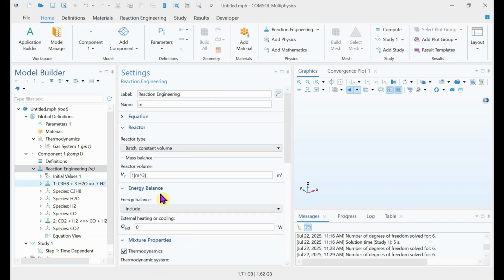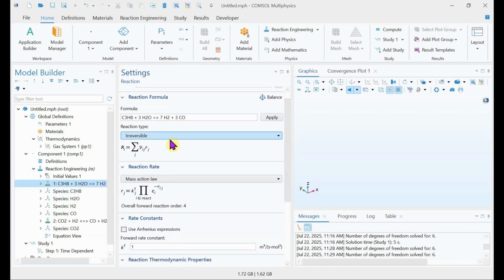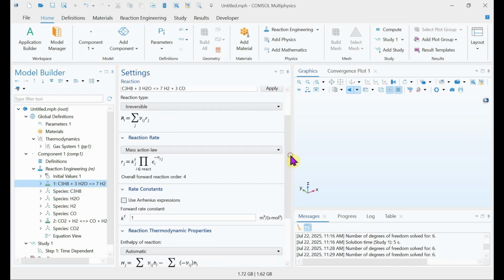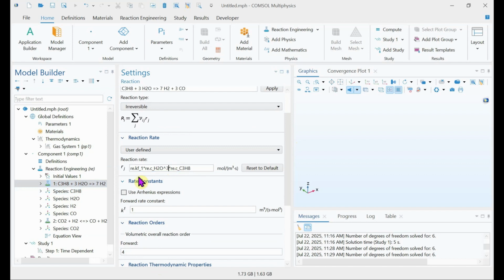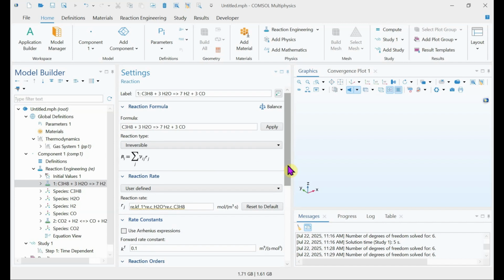Next step is to define the reaction, and then I'm clicking on this reaction here. Yes, the type of reaction is irreversible, correct. For the reaction rate, we're going to click on user defined. The correct reaction rate should be like this, and the rate constant is 0.01. The forward order of reaction is 2, and the rest is automatically calculated by COMSOL.